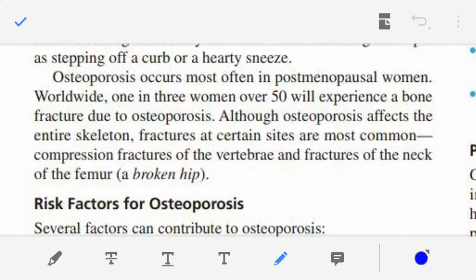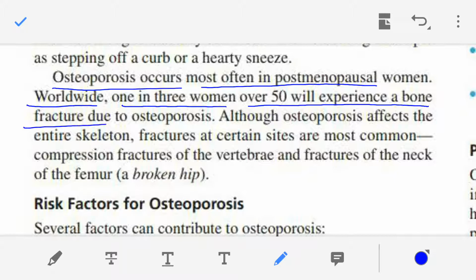Now, what is the age in which osteoporosis occurs? Osteoporosis occurs most often in postmenopausal women. So, in women after menopause, osteoporosis takes place. See, worldwide, 1 in 3 women over 50 will experience a bone fracture due to osteoporosis. So they come across a fracture due to osteoporosis.